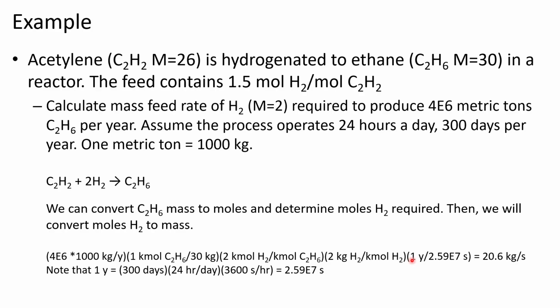So we'll multiply by the ratio of 1 year is equal to 2.59 times 10 to the 7th seconds to give us a total mass flow rate of hydrogen of 20.6 kilograms per second.